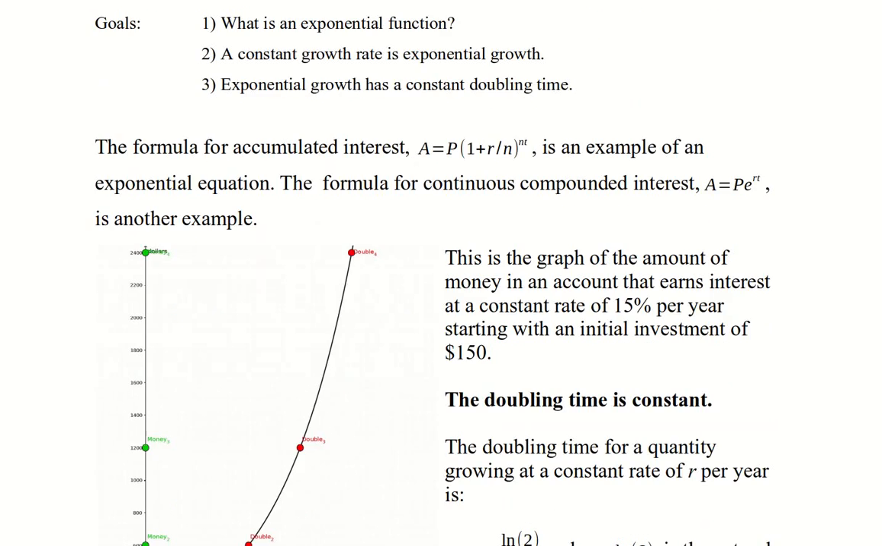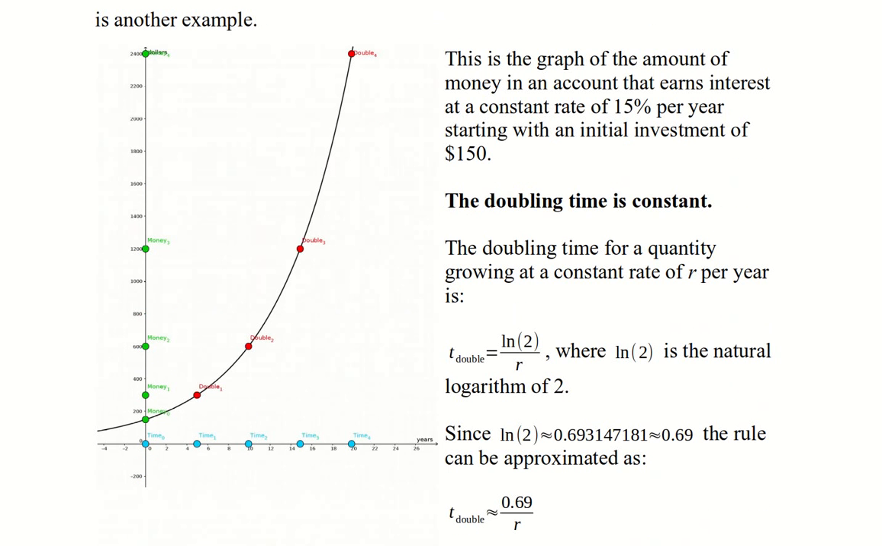So let's look at this first example. This is the graph of the amount of money in an account that earns interest at a constant rate of 15% per year. I'm going to emphasize that constant growth rate here. This is growing at a constant rate of 15% per year. And when you look at that curve, it doesn't look very constant. That's an exponential curve. So we started with $150 and it grew at 15% per year.